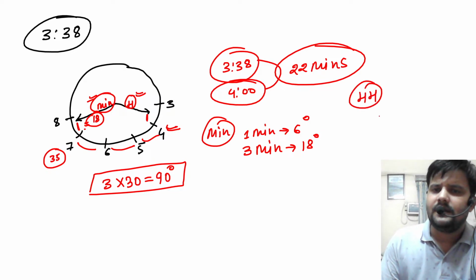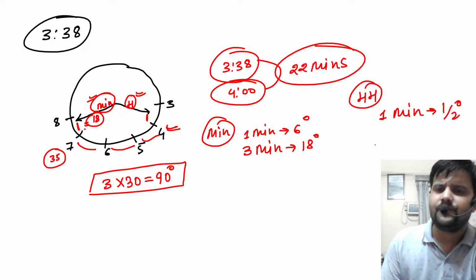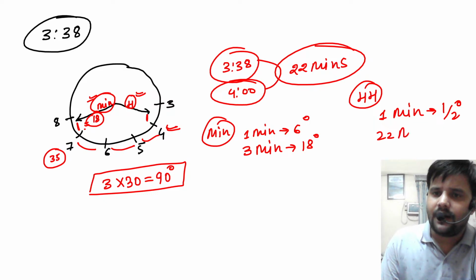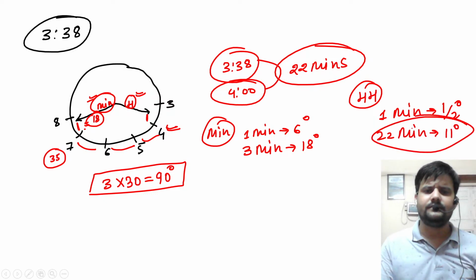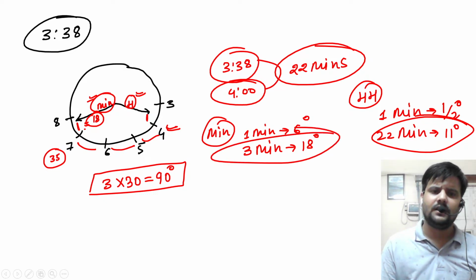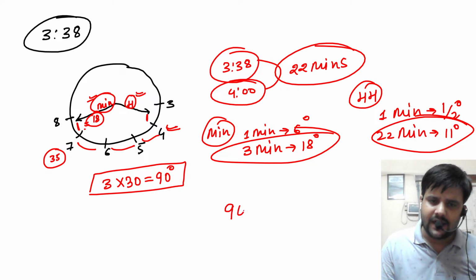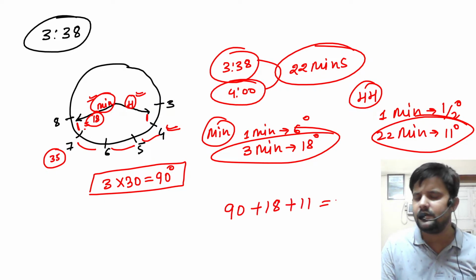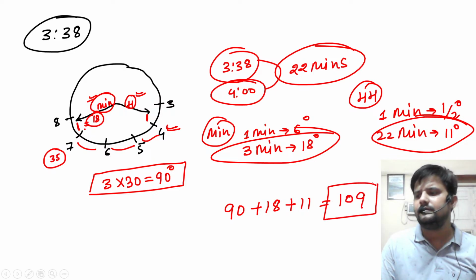So now what we know about the hour needle is in 1 minute it goes half degree. So in 22 minutes it will cover 11 degree. So now finally how much angle will you get? 90 plus 18 plus 11. So your answer would be 109 degree. Getting my point?